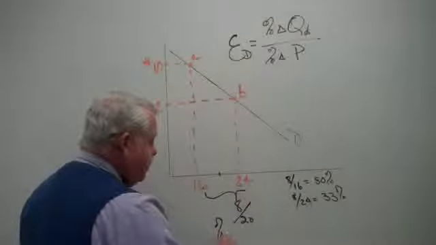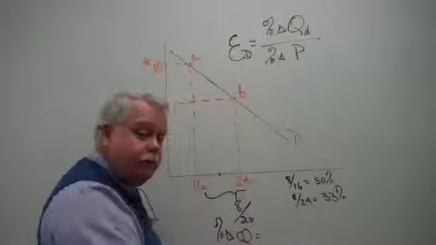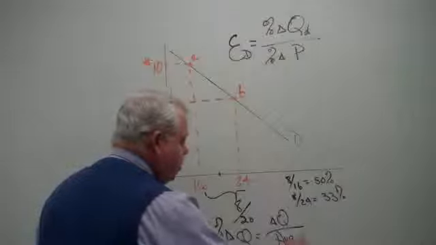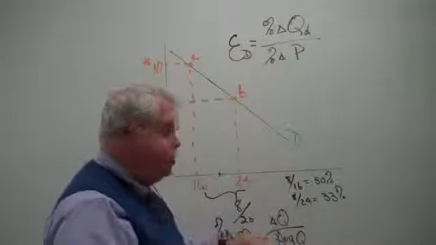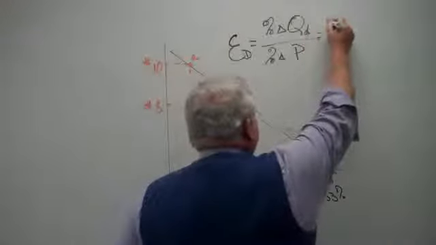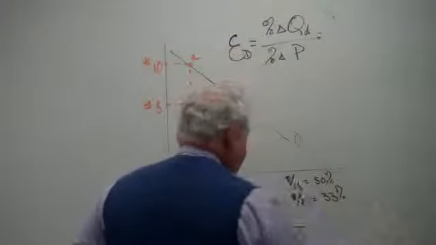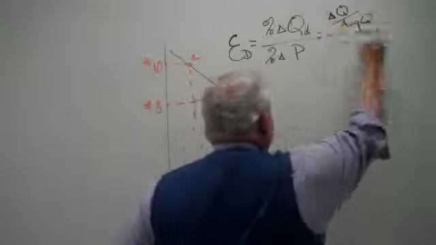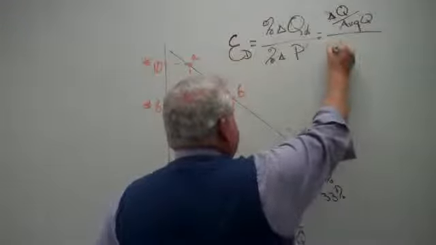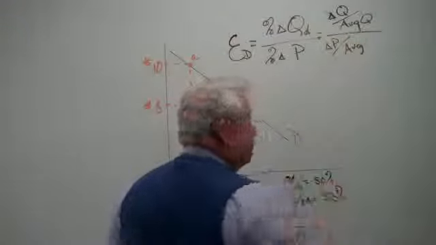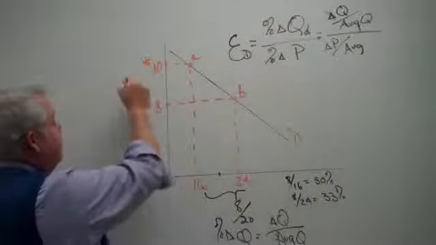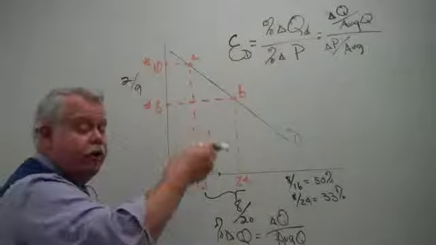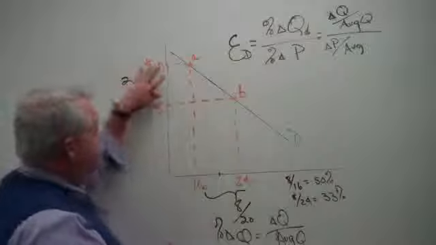And so I'm going to write it this way. The percentage change in quantity is the change in quantity over the average quantity. It's the change over the average. And we're going to do the same thing for price. It's the change in price over the average price. Let's look at that over here for price for just a second. The change is 2. And where's the average? At 9. Not 2 over 10, not 2 over 8. 2 over the average. The change over the average.